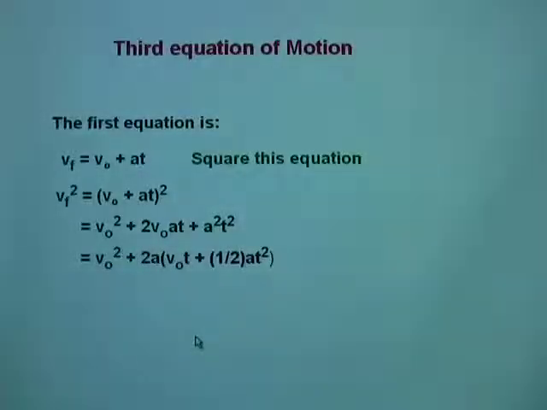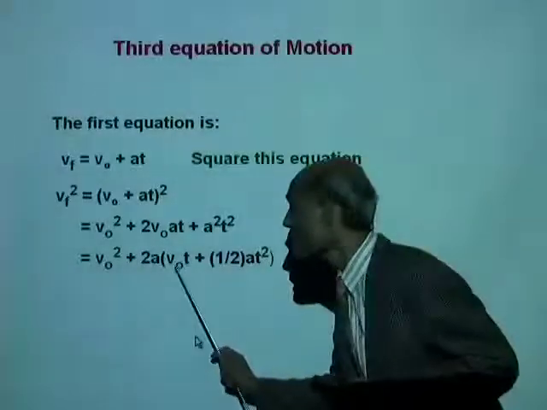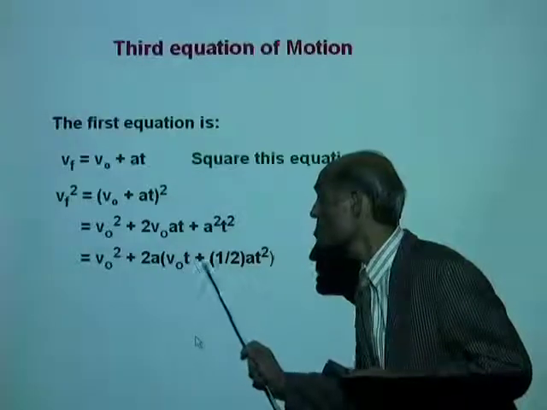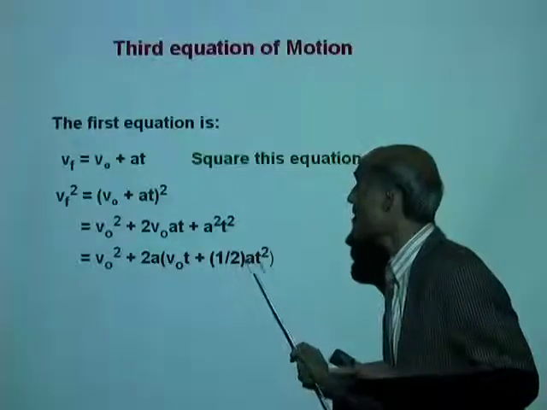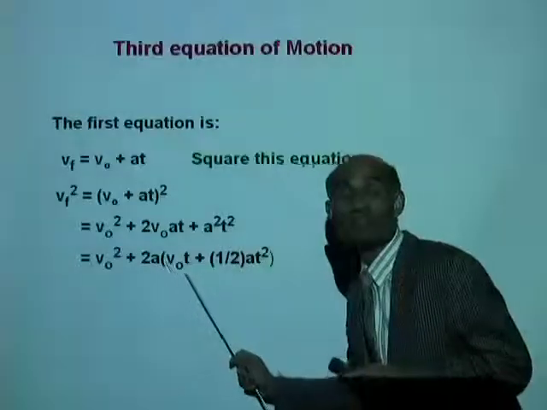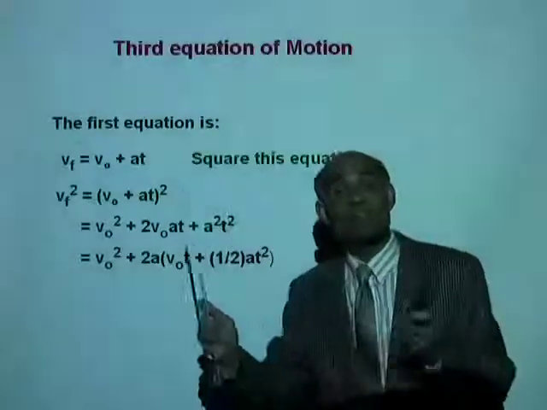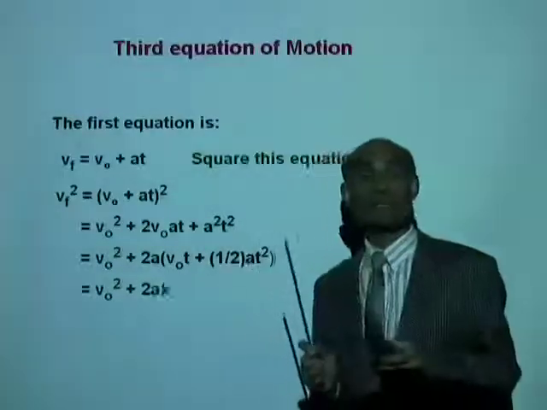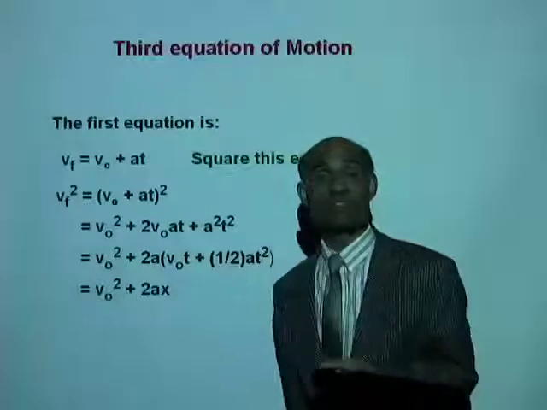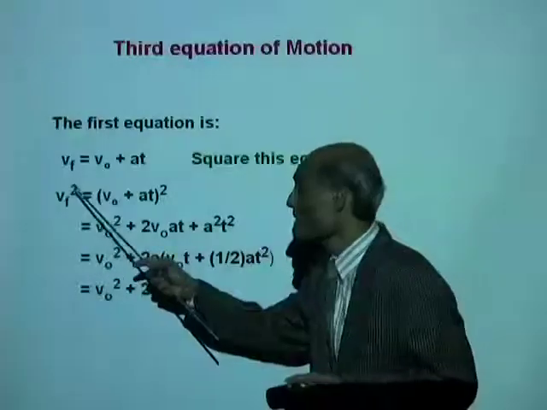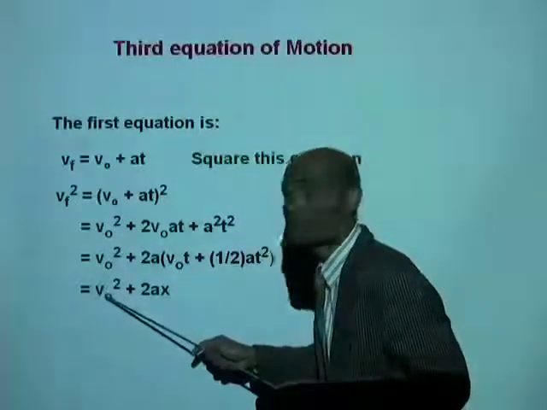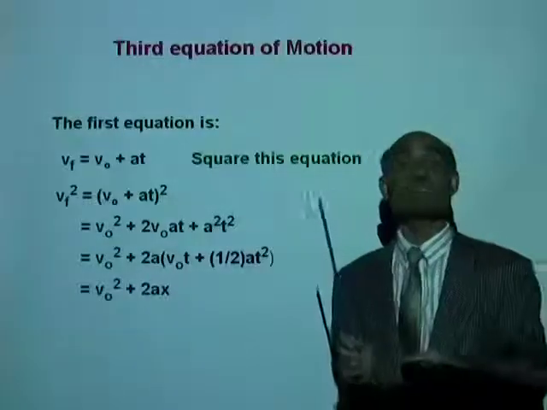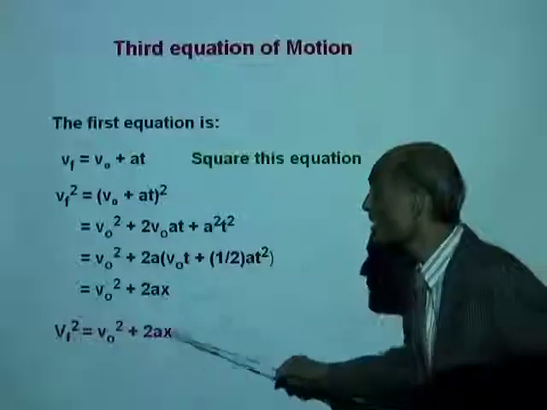Now what has it achieved? Why did I do that? If you look at inside the parenthesis, what is this? v0t plus 1/2 a t squared. This is the displacement x. So we can now replace this by the displacement x. So we have the third equation. What is that? Vf squared equal to v0 squared plus 2ax. That is the third equation.